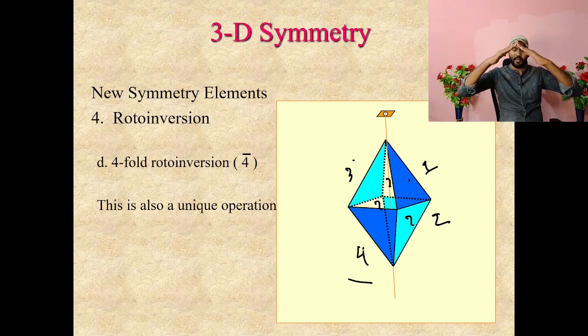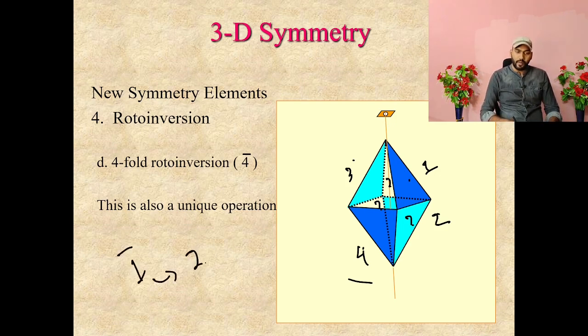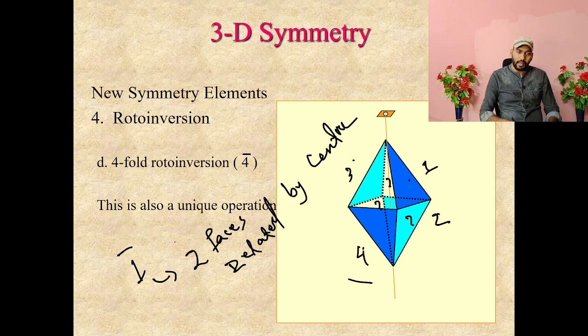These are the upper two faces, and these are the lower two faces. In between we have a two-fold rotation axis. When we talked about one bar, I told you when two faces are related to each other by a center of symmetry, then they are called pinacoid.